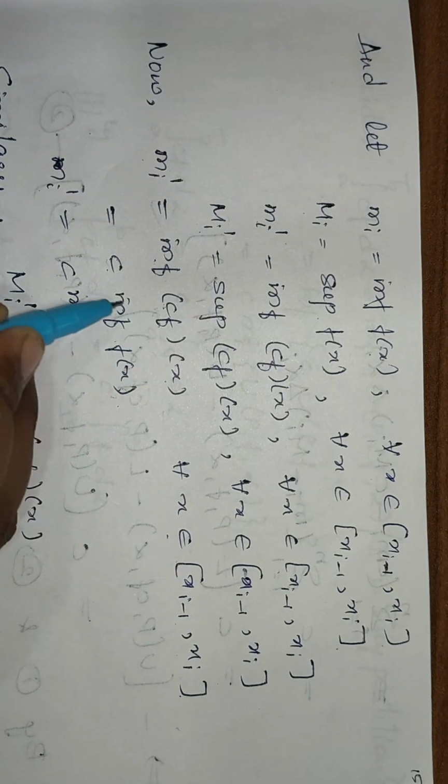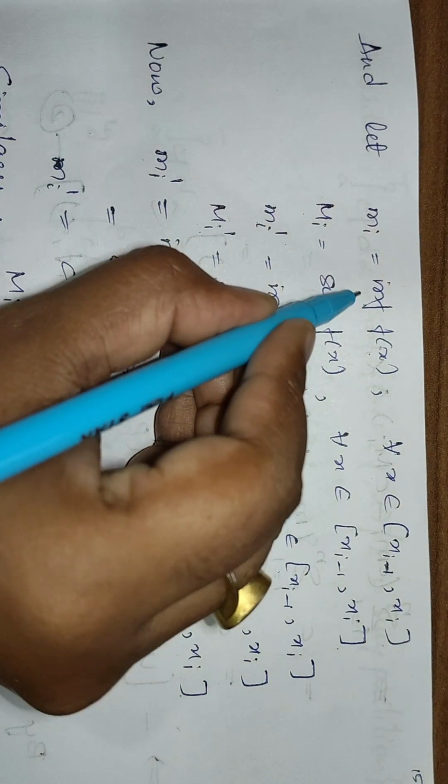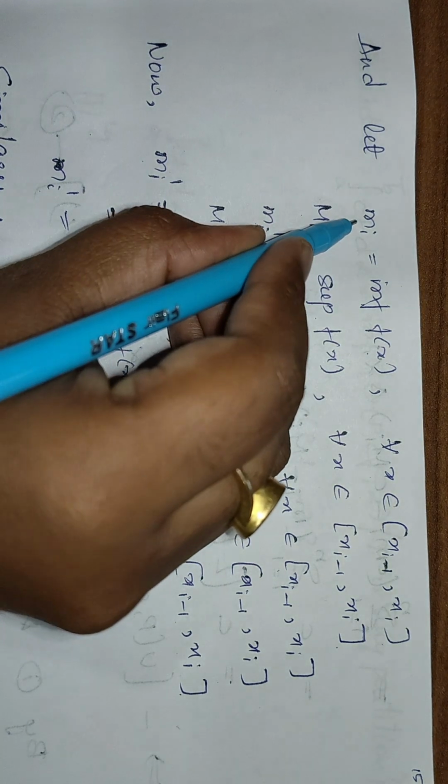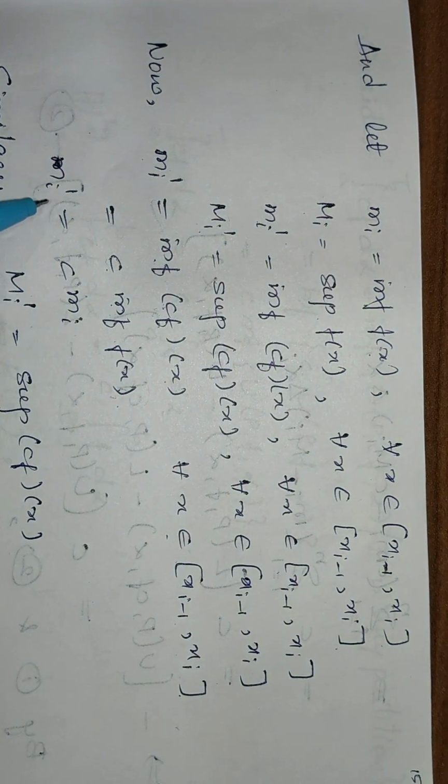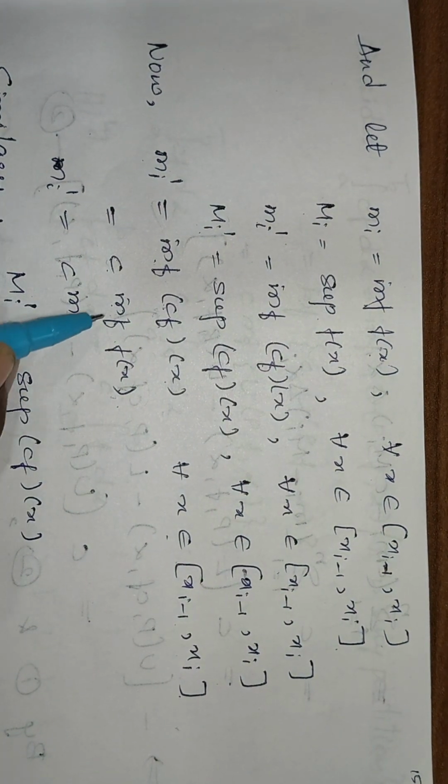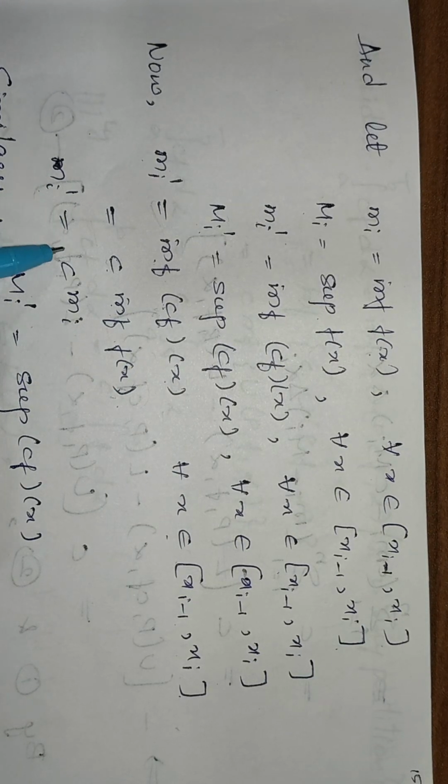And we know that infimum of f of x is nothing but small mi. So I can write mi in place of infimum of f of x. So mi dash is now equal to C into small mi.